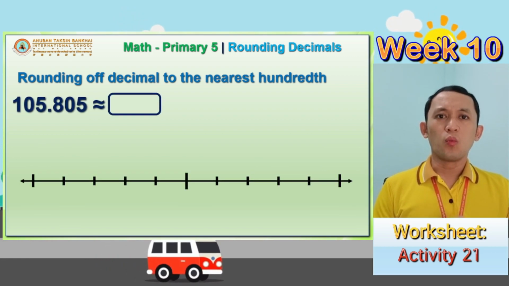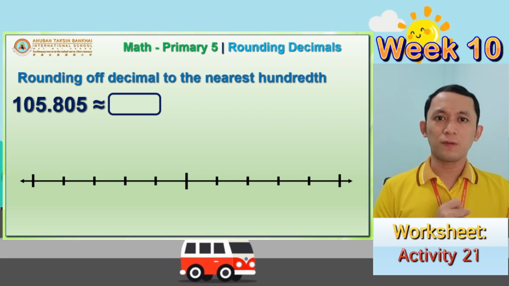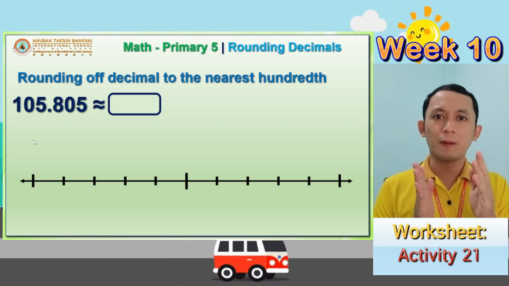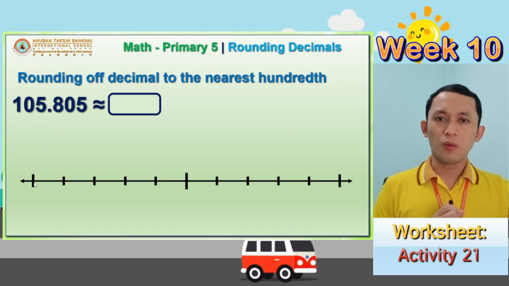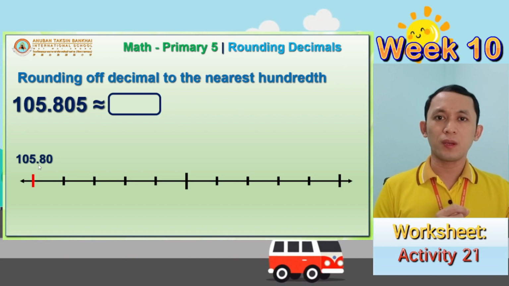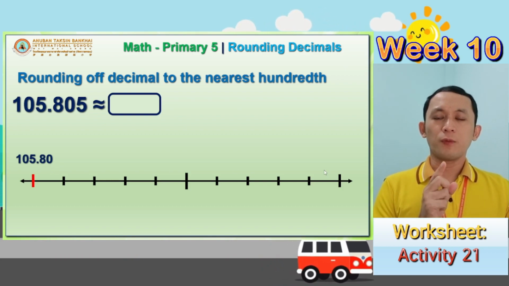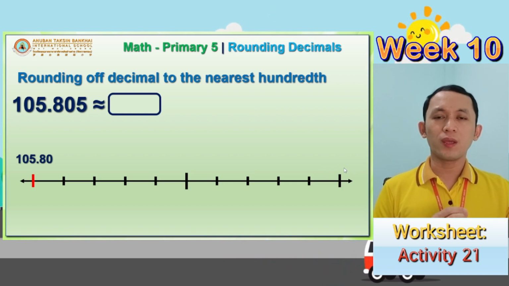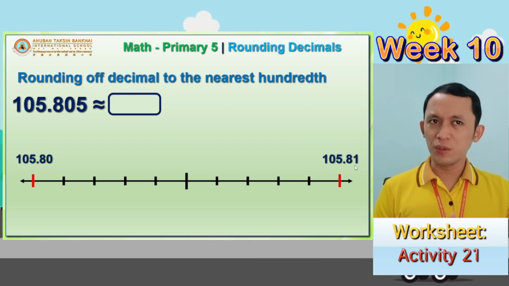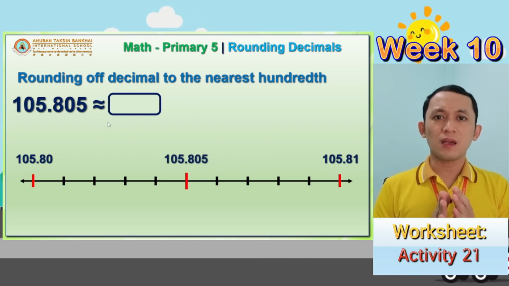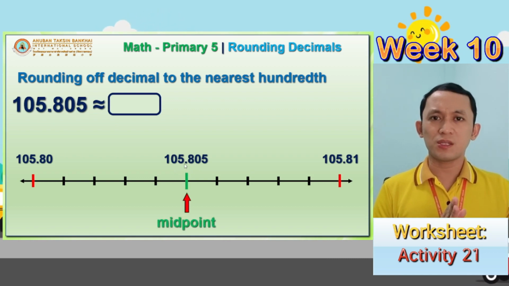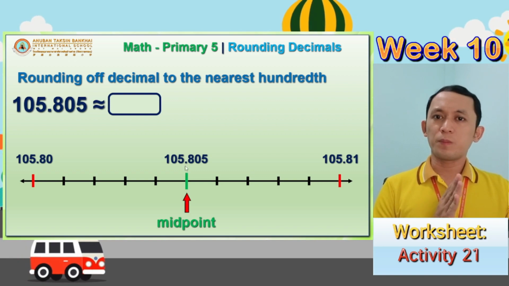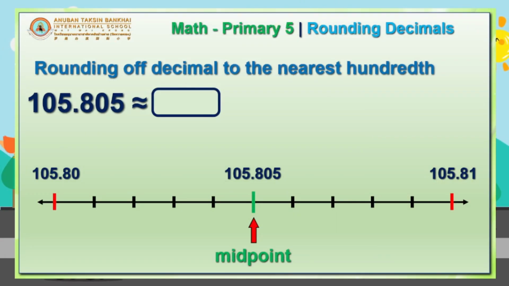Now we have here 105.805. Again, we're going to get the number up to the hundredths place. So our first number will be 105.80. Next, if we are going to add 1, that will then be 105.81. As you could see that our number is on the midpoint. The exact position is also the same with the position of our midpoint.